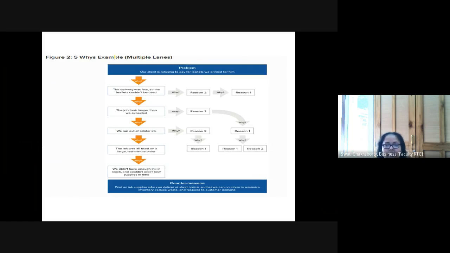Okay. This is the five whys example for multiple lanes. The problem is the same: our client is refusing to pay for the leaflets we printed for them. Why? The delivery was late, so the leaflets couldn't be used. Why? There could be multiple reasons. Then, the job took longer than we expected. Again, for each of these steps, you can have multiple reasons. This can lead to this, and from here you can have this, which again comes to this. So, multiple lanes, and the same measure comes up here. So looking into all this, come up with the best measures.